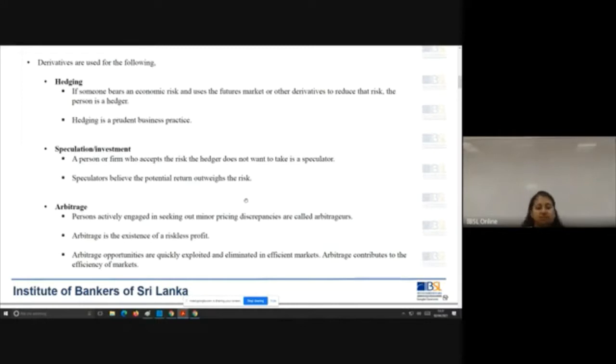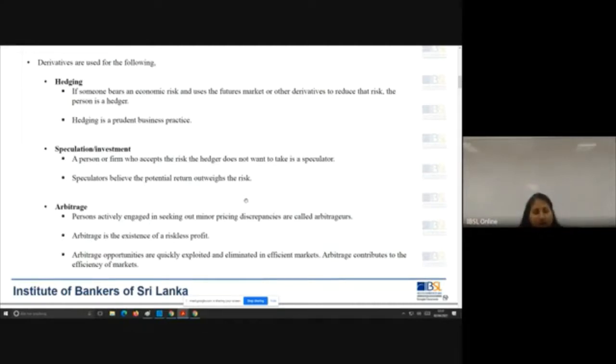Okay. Derivatives can also be used for arbitrage. What is arbitrage? Simply, arbitrage means riskless profit without exposing yourself to any additional risk. You're able to get a higher additional profit. For example, in Colombo, let's say one mineral water bottle is 50 rupees. But in Nuvarelia, one mineral water bottle is 30 rupees.